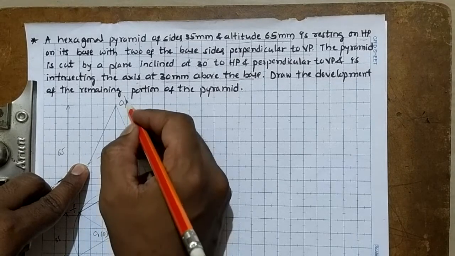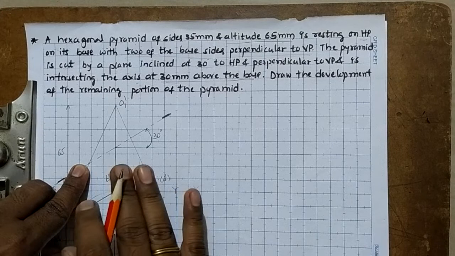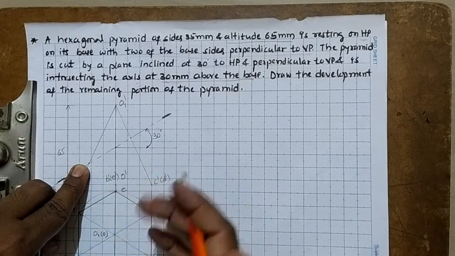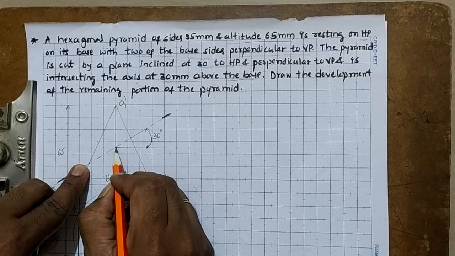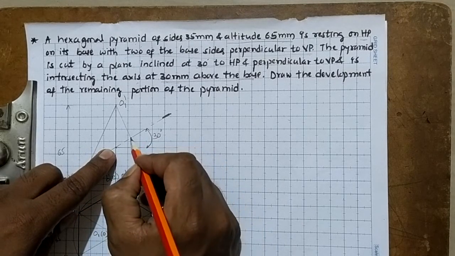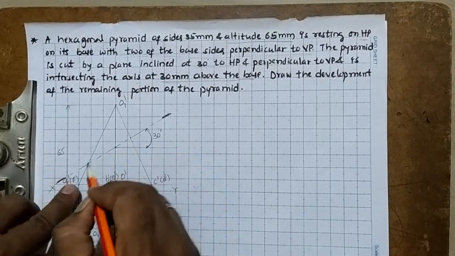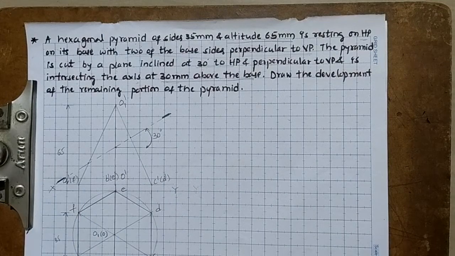On O1 dash O dash, this is the axis. On the axis there are no section points occurring since it is an imaginary line. Then here only 2 section points are occurring. Then here there are 2 edges, and here also 2 section points are occurring. Totally 2, 2, 2, a total of 6 section points are occurring in the front view.